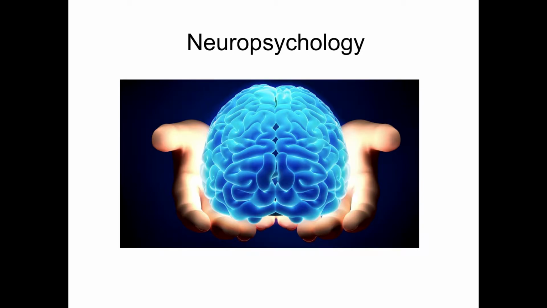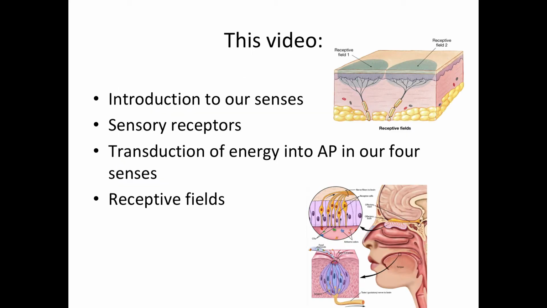So in the previous videos, we talked about a bunch of methods that we use in neuroscience research, and also some methods that are used in a hospital. So we're going to start off with the next chapter, which is all about our sensory systems. In this video, it's going to be a short video about the introduction to our senses. We're going to talk about sensory receptors, and how these receptors transduce energy into action potentials in our 4 different systems. And then we're going to talk about receptive fields. And then in the next video, we are going to start to dive deep into one of the sensory systems, which is vision.